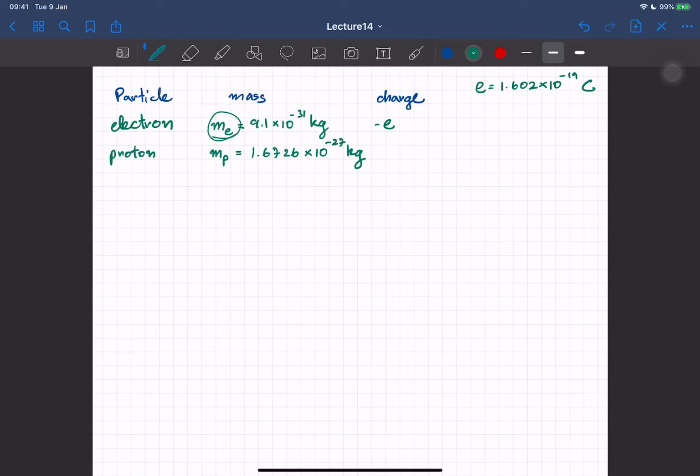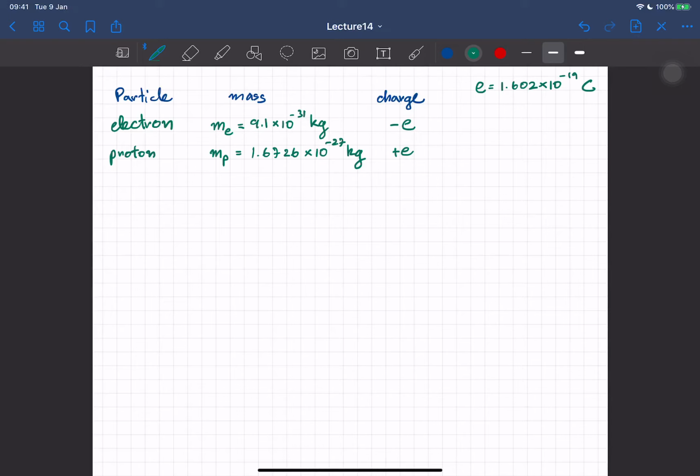It's a lot heavier than an electron, but still quite small compared to a normal object that you see in daily life. But most of the stuff that you touch, you eat, you breathe in, the mass is actually coming from protons. Because again, electron is about 2,000 times lighter, so the mass of electron does not contribute much to the mass of any object. And the charge is plus e.